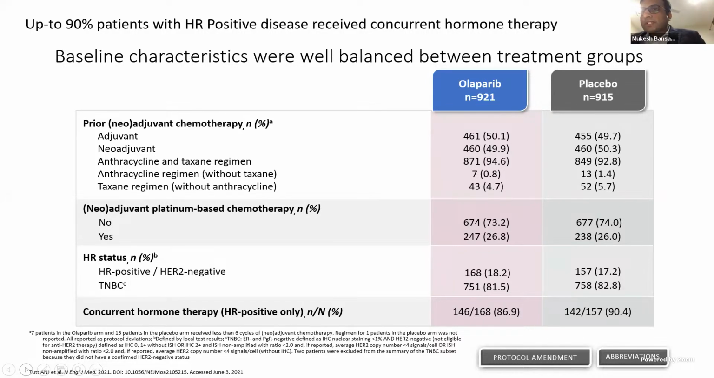Around 50% of the patients received neoadjuvant treatment and 50% adjuvant treatment. Neoadjuvant platinum-based chemotherapy was used in around 26% of the patients in both the groups. The majority of the patients were triple negative, around 81 to 82%. Around 18% were hormone positive in both the subgroups. Concurrent hormone therapy was given in hormone positive patients in around 86 to 90% of the patients.